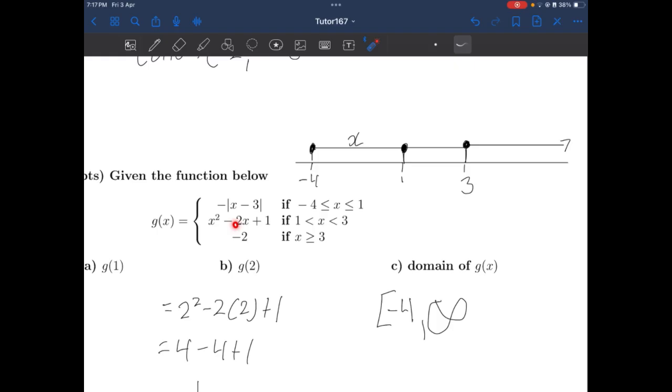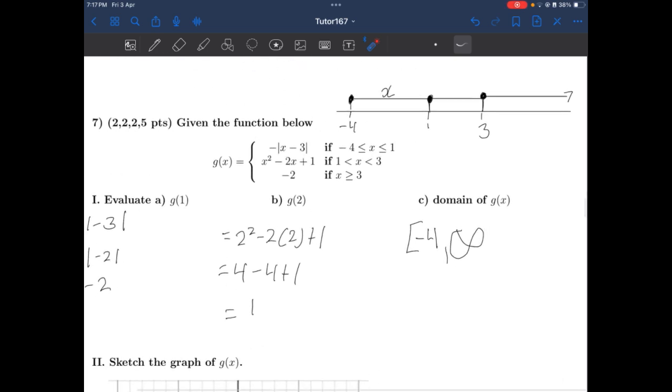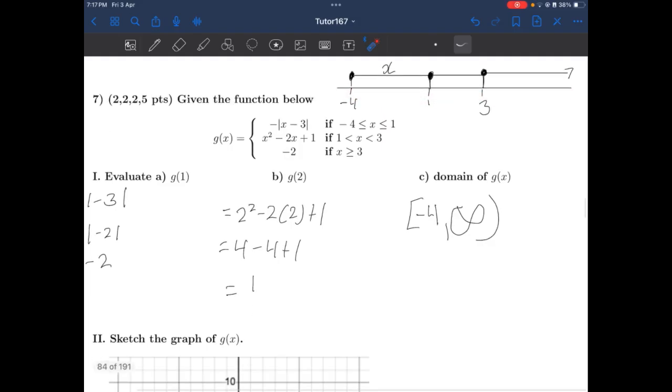Even though 3 isn't represented by this formula, it's still represented by this formula. So it's still included in the domain, is what I'm saying. And then open circle, so that would be our domain. So it goes from negative 4 up over here, right?